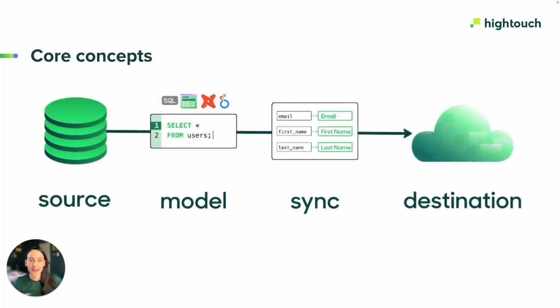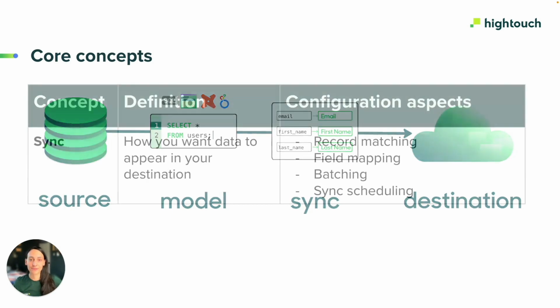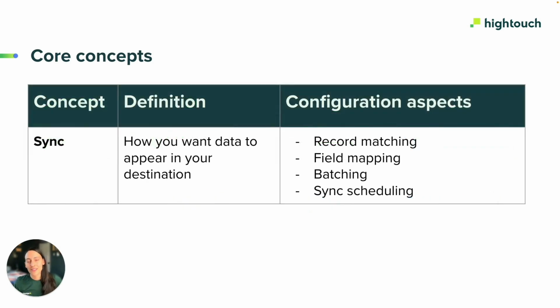Sinks declare how you want that data to appear in a destination, including how often you want the data to be synced. When you configure sinks, you're deciding how to match records between your source and destination, and how to map columns in your source to fields in your destination.